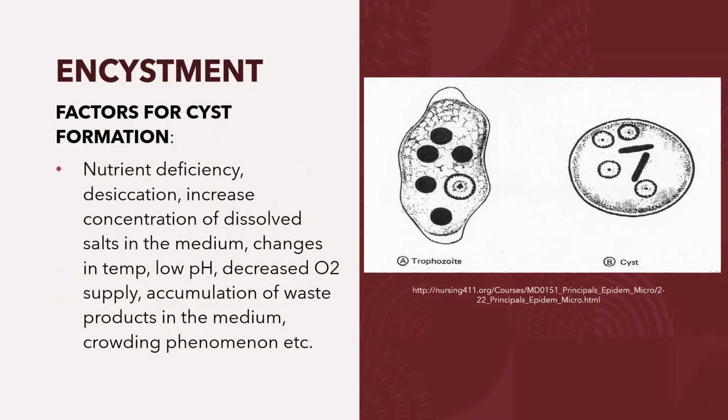There are different factors that lead to the formation of the cyst. First, cysts can form when there is nutrient deficiency, desiccation, increase in the concentration of dissolved salts in the medium, changes in temperature, low pH, decreased oxygen supply, accumulation of waste products in the medium, as well as the crowding phenomenon.